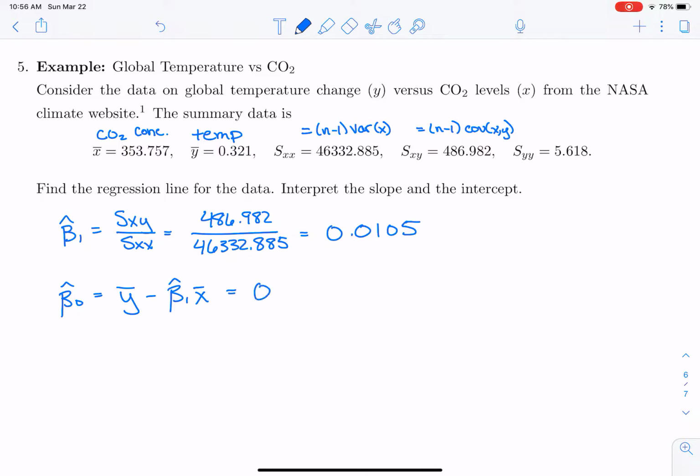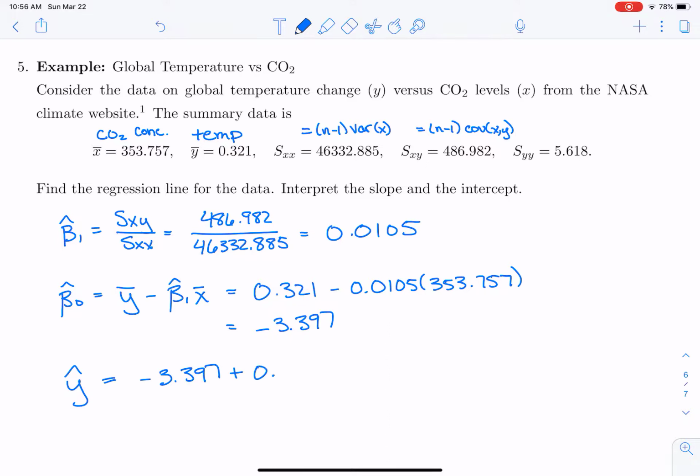And then beta 0 hat, well, that's going to be y bar minus beta 1 hat x bar. That's going to be 0.321 minus 0.0105 times 353.757. So that works out to a negative 3.397. So we now have our best fit line, y hat. It's going to be negative 3.397 plus 0.0105 times x.